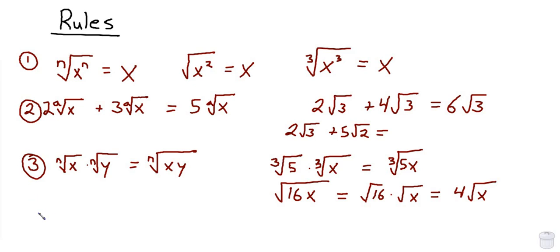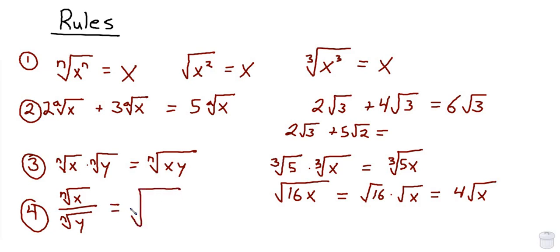Okay, so the quotient rule, very similar. All right, let's say that we have the nth root of x over the nth root of y. We can call that the nth root of x over y. They're both the same index, and so I can combine that into one radical with x over y, or x divided by y. And that goes the other way around as well. All right, so let's look at it both ways.